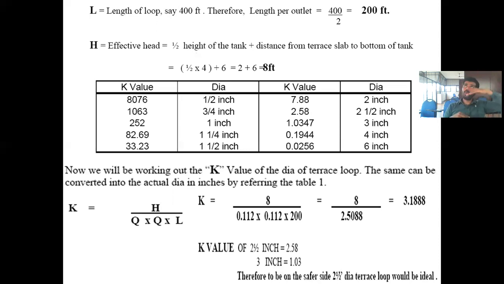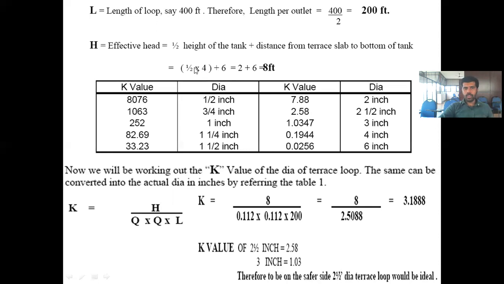So you need to know what is the height of the tank. Okay, and you need to know at which height the tank is being placed. That's what it means. At which height the tank is being placed, which means the distance from the terrace to the bottom of the tank, plus half into the height of the tank. So just imagine the height of the tank is 4 feet and the distance from the terrace slab to the bottom of the tank will be 6 feet.